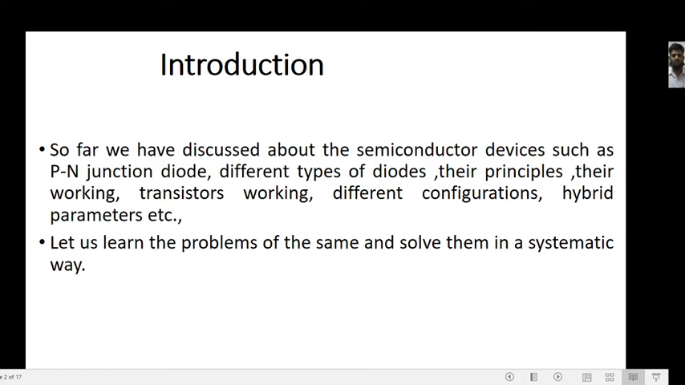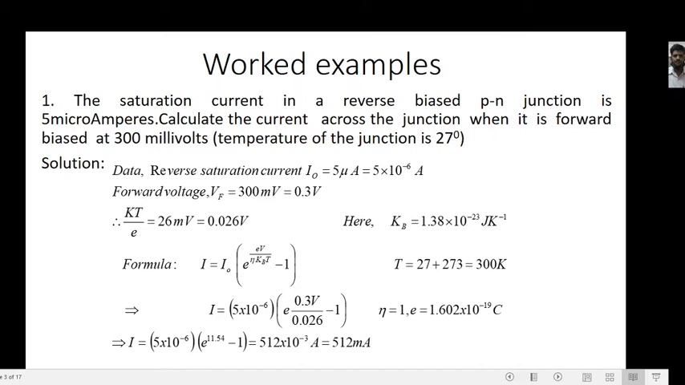Introduction. So far we have discussed semiconductor devices such as the PN junction diode, different types of diodes, their principles, their working, transistors, working of different configurations, hybrid parameters, etc. So let us learn the problems of the same and solve them in a systematic way. Worked examples. Here we are going to discuss the worked examples.